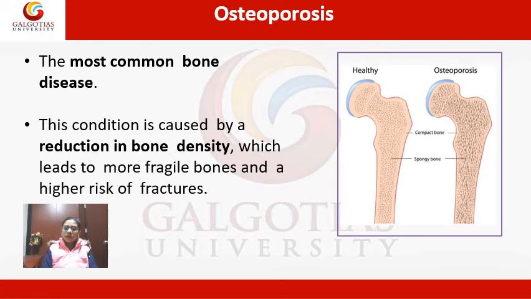It looks like a sponge, with pores in between, which gives a spongy appearance. This is because of brittleness or weakness of the bone. Osteoporosis is the most common bone disease. It is caused by a reduction in bone density, which leads to more fragile bones and a higher risk of fracture.